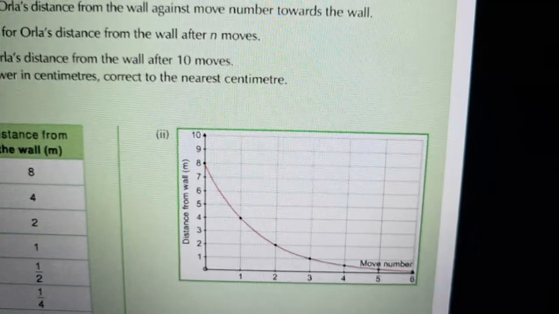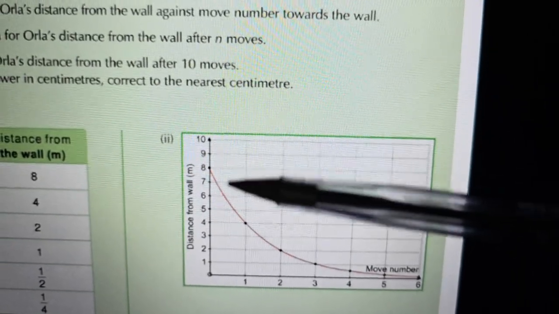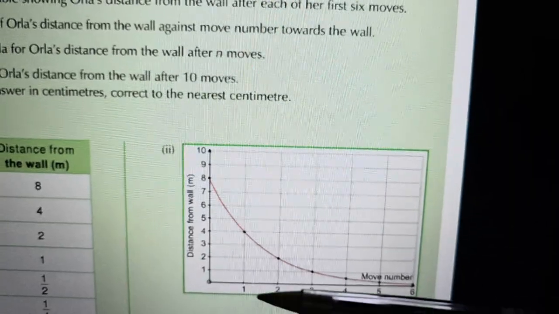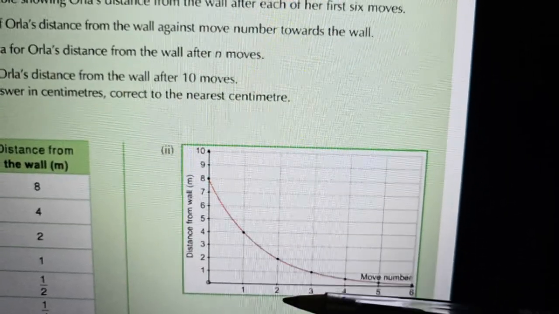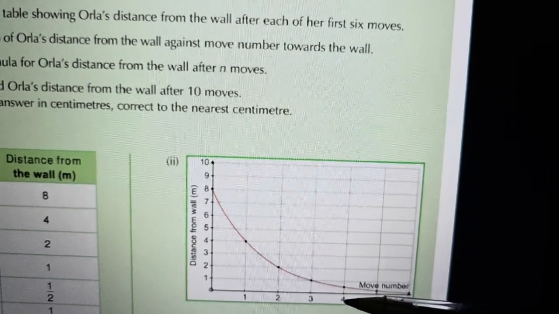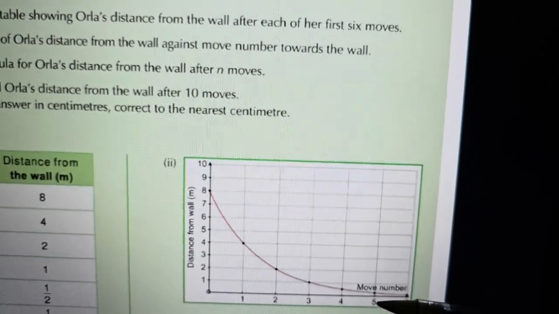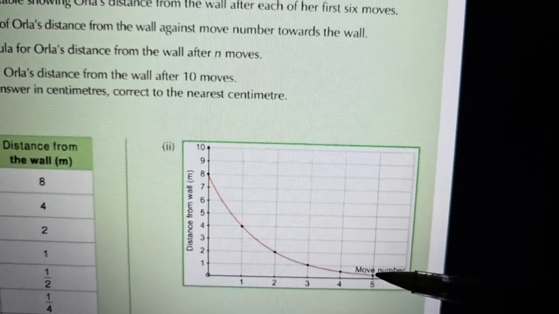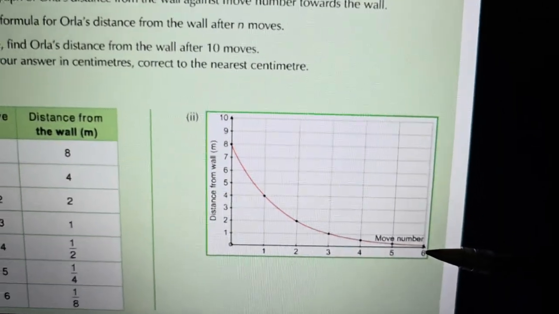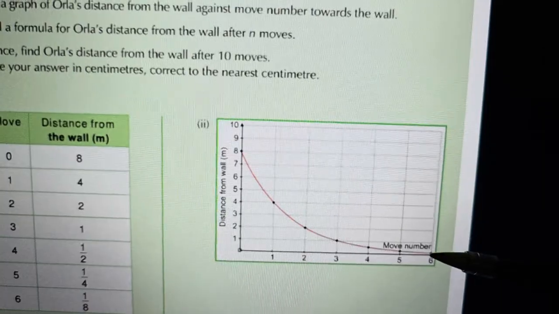Initially, she was 8 meters from the wall, so she hasn't moved anywhere. So 0 moves, she's 8 meters from the wall. After 1 move, she's now at 4. After 2 moves, she's at 2. After 3 moves, she was at 1. After 4 moves, she was at a half. After 5 moves, she was at 0.25, which is a quarter. And after 6 moves, she was at 1/8, which is 0.125.